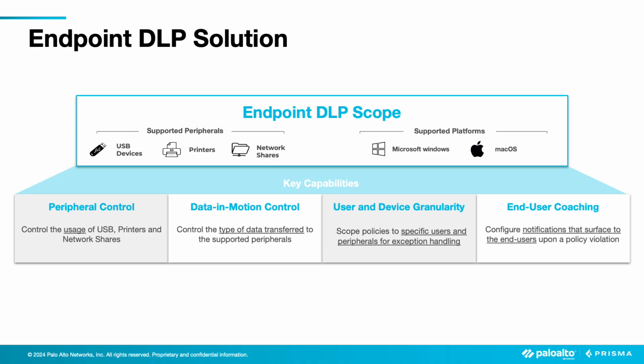For device granularity, Endpoint DLP can control USB based on name, manufacturer model, serial number, vendor ID, and product ID. And it can manage the network share by the name of the network share, server name or IP address, and directory path. And for printers, it controls based on the name, printer type, USB, or network. When a policy violation is detected, the end user receives a notification of the violation for end user coaching.